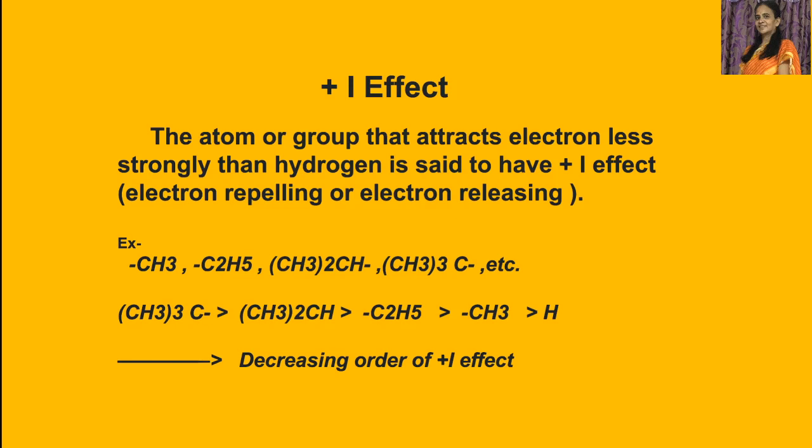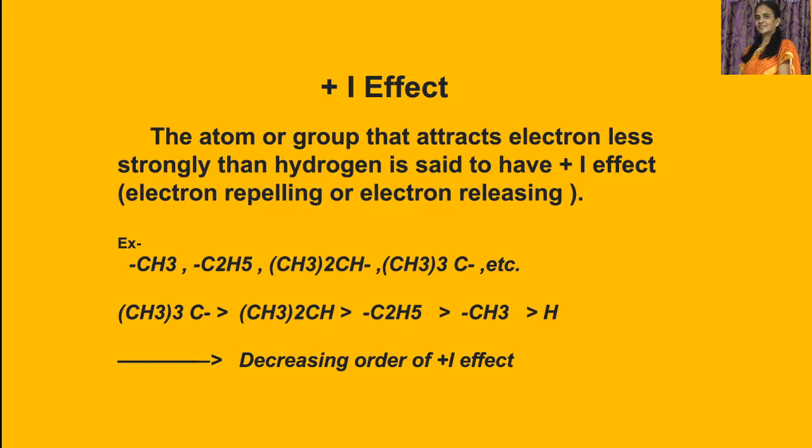Okay, so any atom or group, or simply any species, that attracts electrons less strongly than hydrogen is said to exhibit plus I effect. Whereas in the case of minus I effect, they should attract electrons more strongly than hydrogen. This is a difference we should remember.